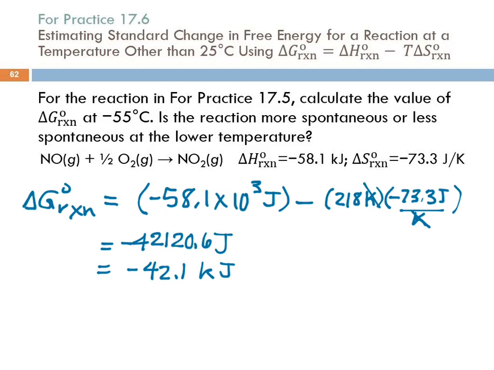More or less spontaneous? The other one was minus 30 something, right? 36? More spontaneous. So this is more spontaneous because it's more negative. The change in elevation for the boulder rolling down the hill is greater. It's more spontaneous. Any questions?